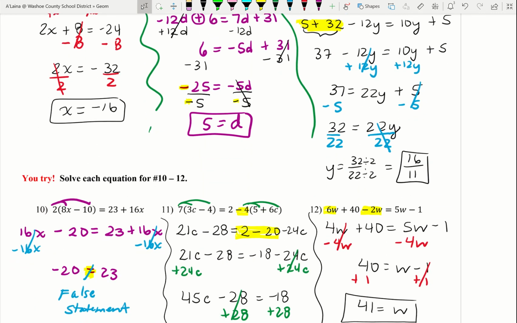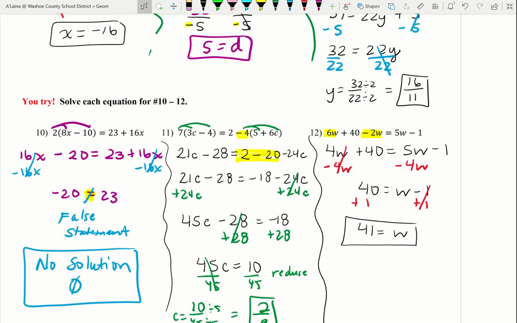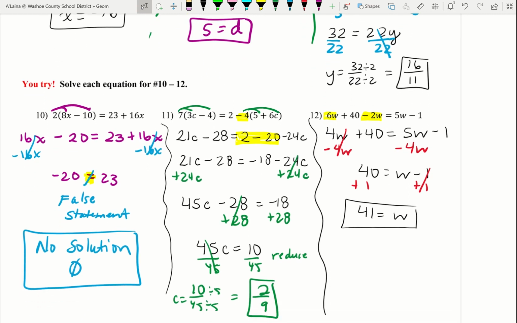So here are the solutions that you should have gotten when you did these problems on your own. And that is the end of our notes for topic 1. And so please do the topic 1 homework assignment in preparation for the next class.